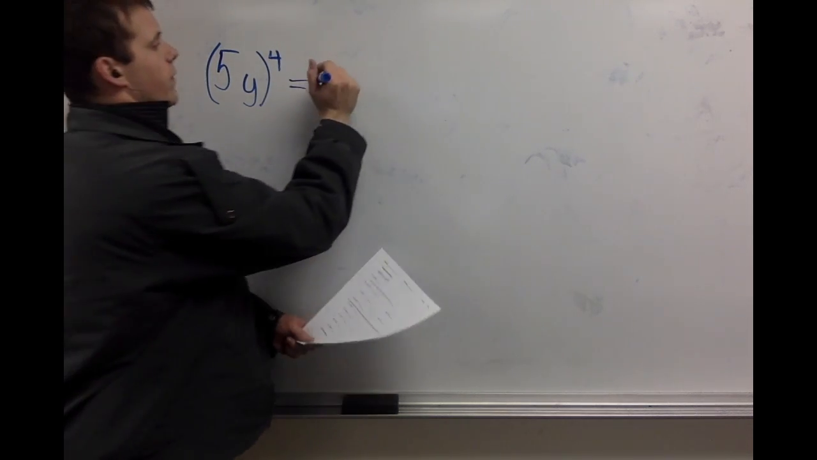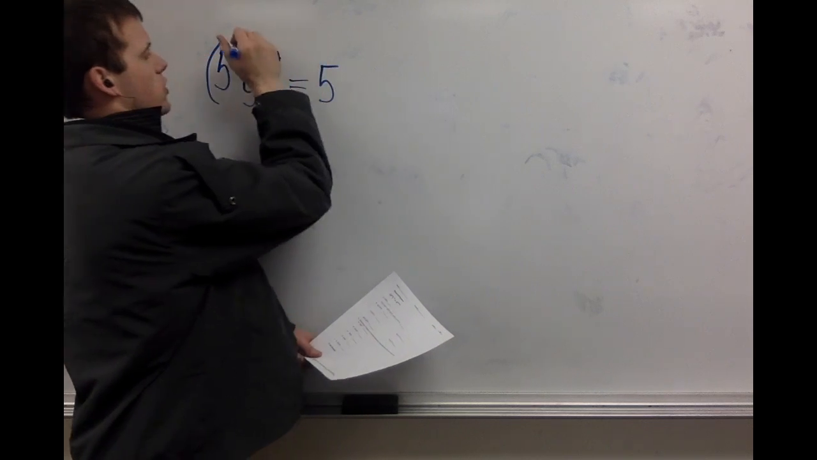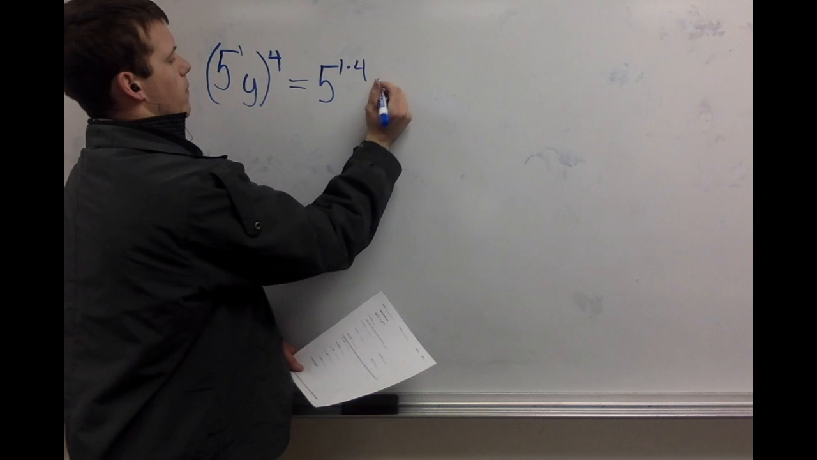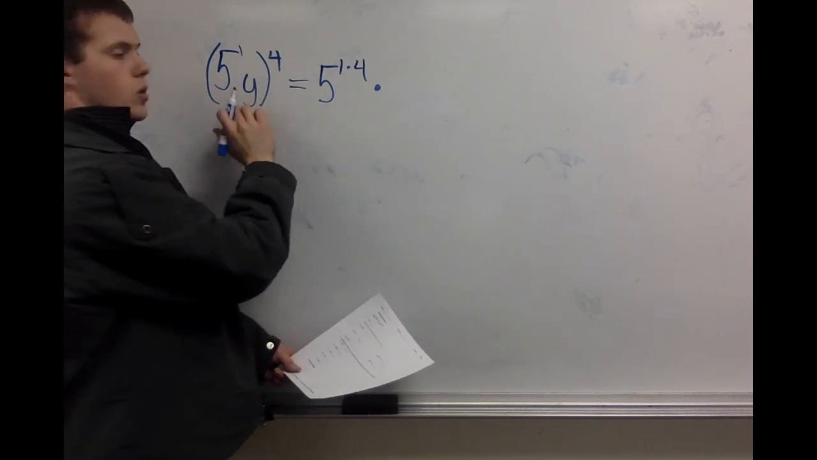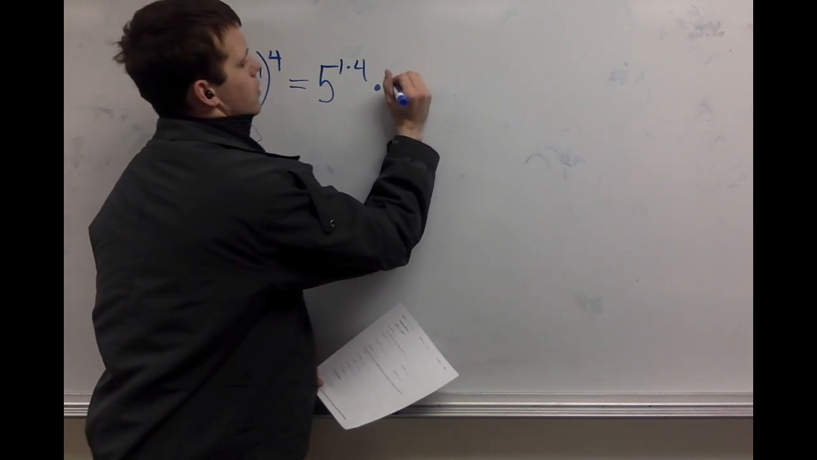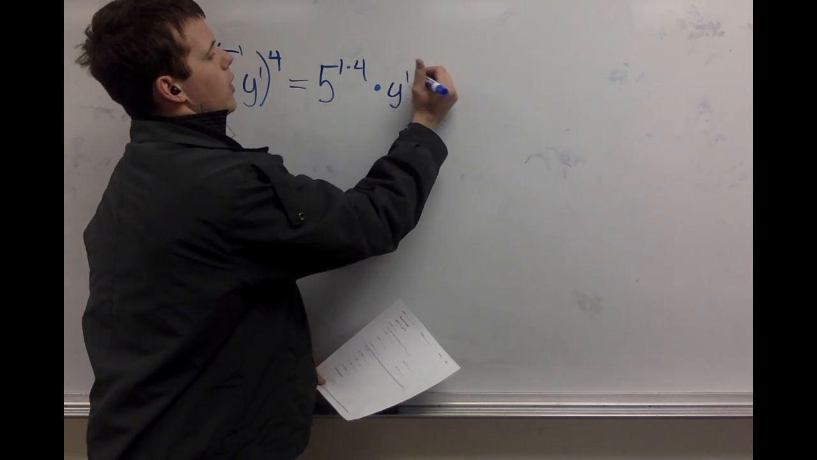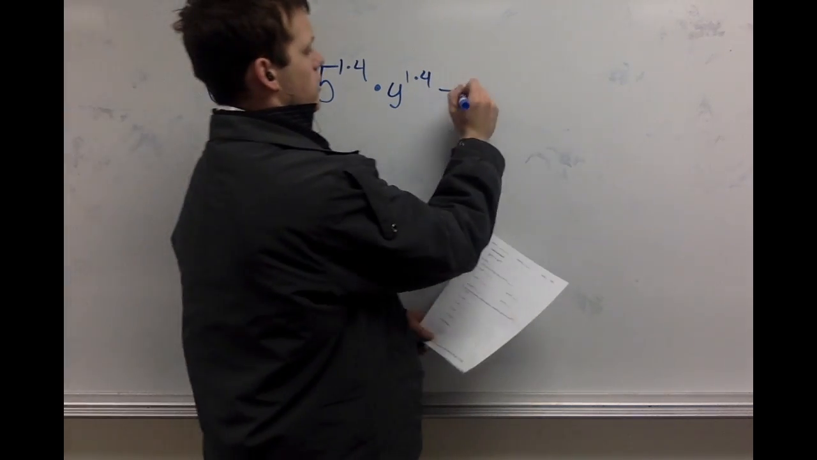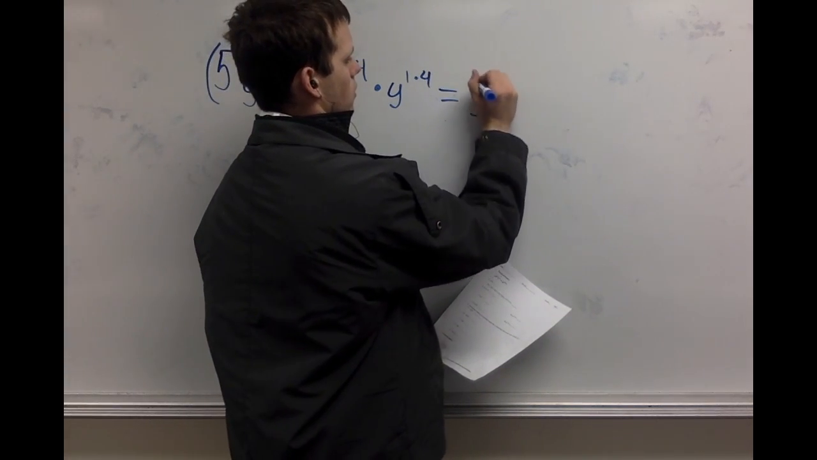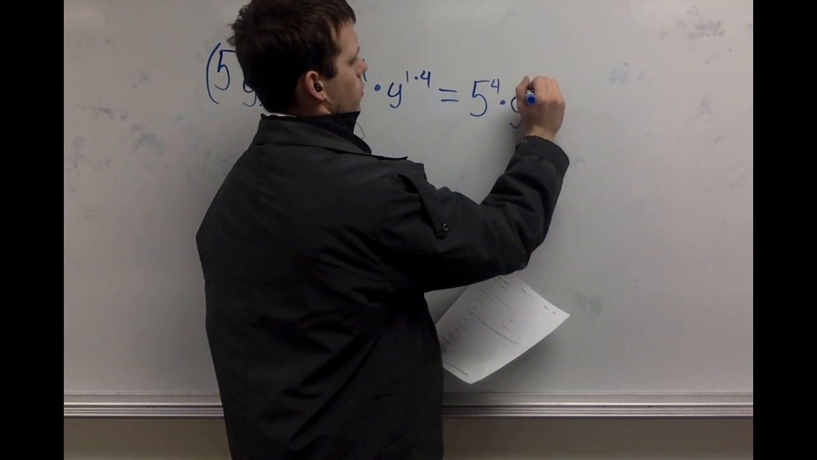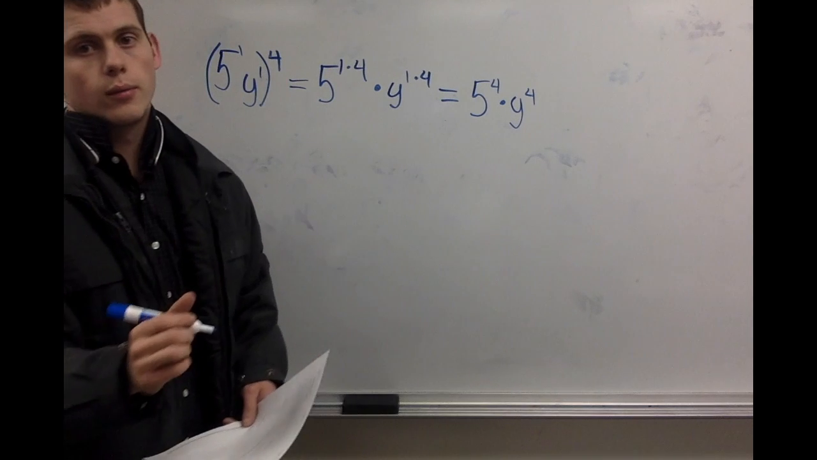Next, we're going to do 5y quantity to the fourth. So we have 5, with a little 1 here, so 5 to the 1 times 4, times y, which has that little 1 there, to the 1 times 4, which then equals 5 to the fourth times y to the fourth.